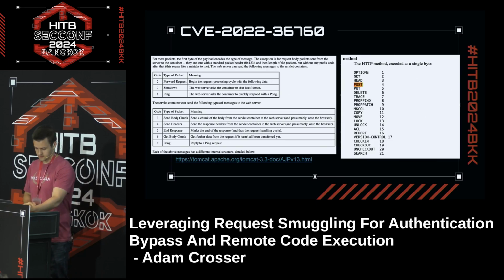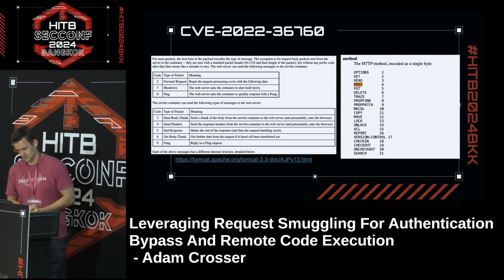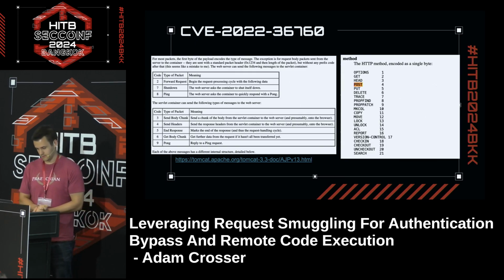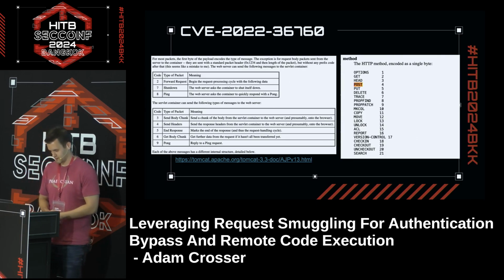And so basically for the code value, we need a value 2. And for the method value, we need a value 4. So we need a data packet that has a length of exactly hex 204 in order for us to trigger this confusion.